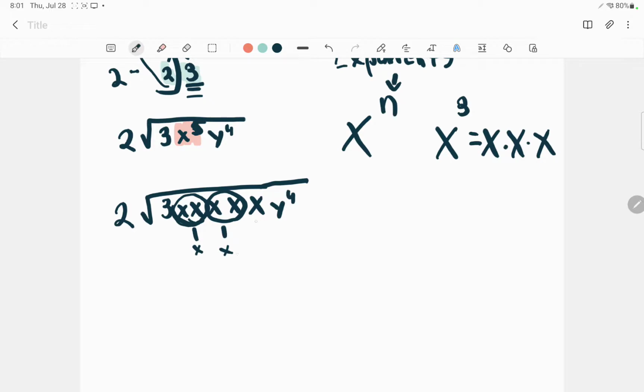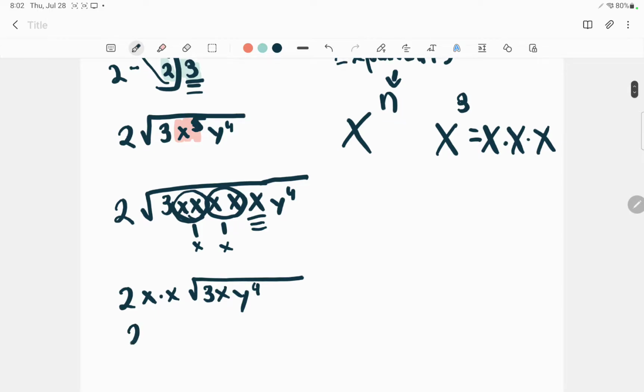X and X. You're going to notice that I'm going to have one of the X's by itself. So you know what that means? It's going to stay inside. So what I'm going to do, I'm going to be taking 2 X's out. So I can either, I'm going to write it and then I'm going to show you how to simplify it. Right, one of the X's left inside and we haven't done anything with the Y.